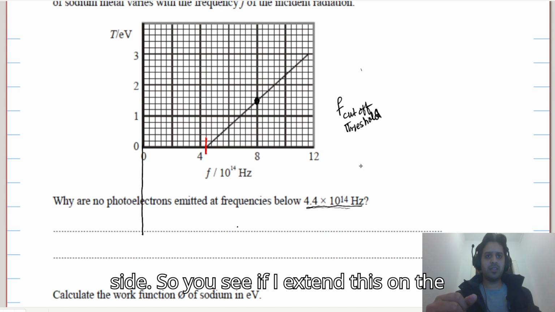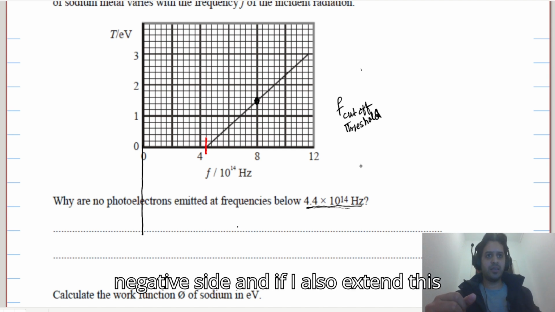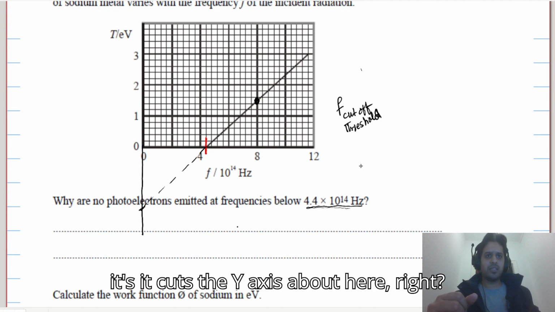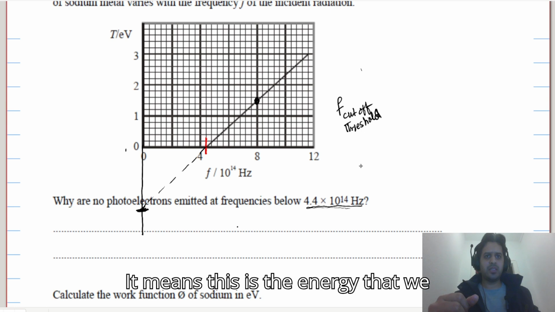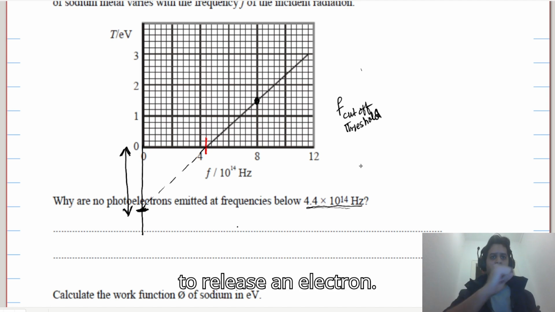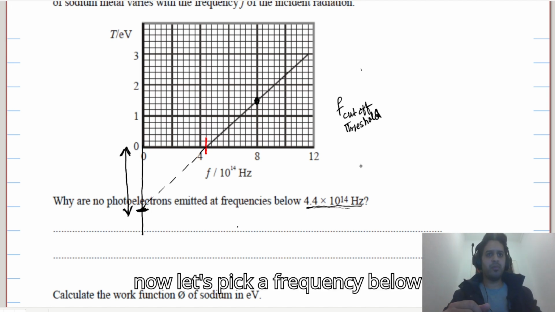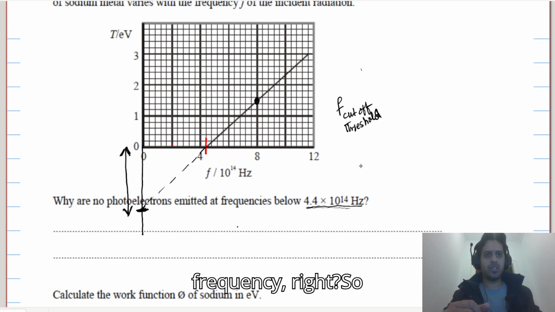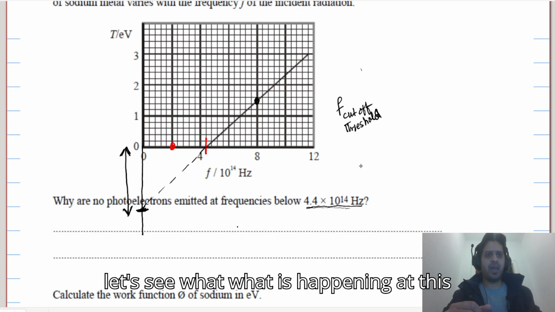You can also understand this by just extending this graph on the negative side. So you see, if I extend this on the negative side, and if I also extend this line on the other side, you will see that it cuts the y-axis about here, right? It means this is the energy that we need as work function to release an electron. Now let's pick a frequency below 4.4 times 10 to the 14 hertz. Let's choose this frequency, right?